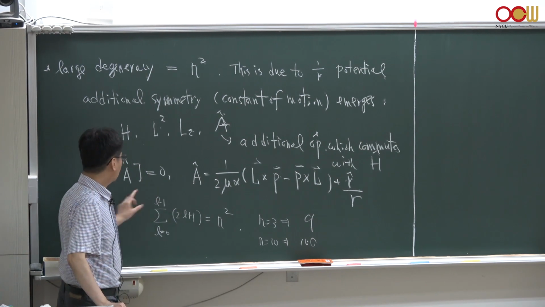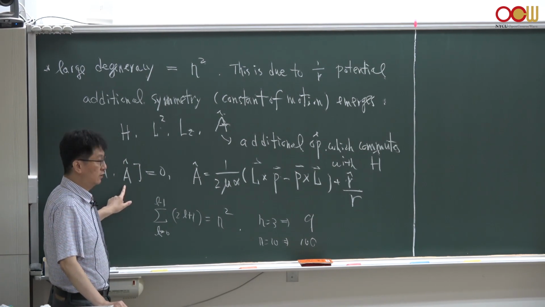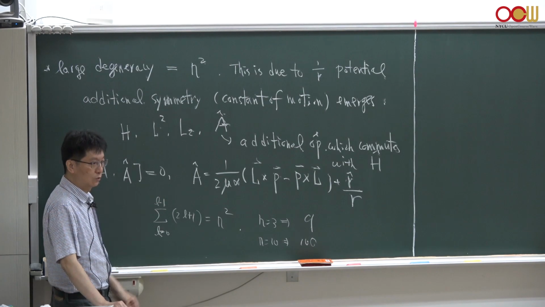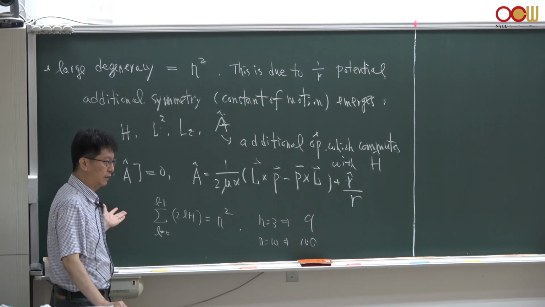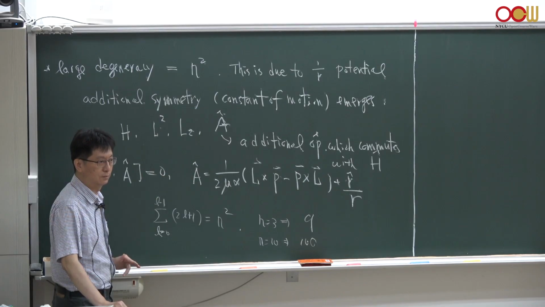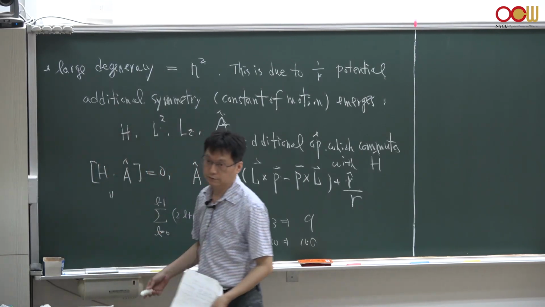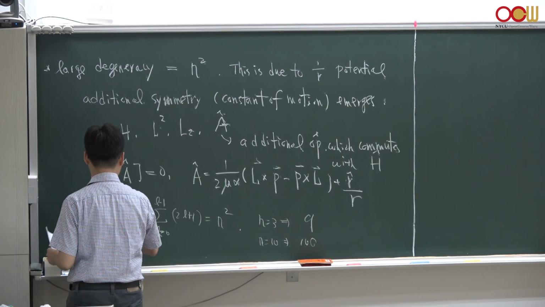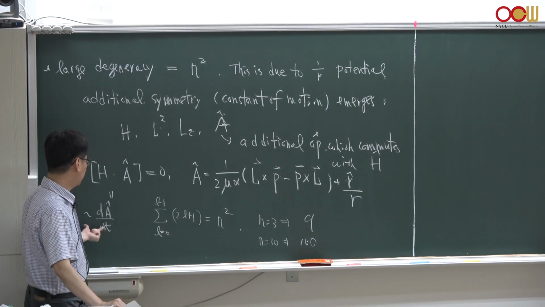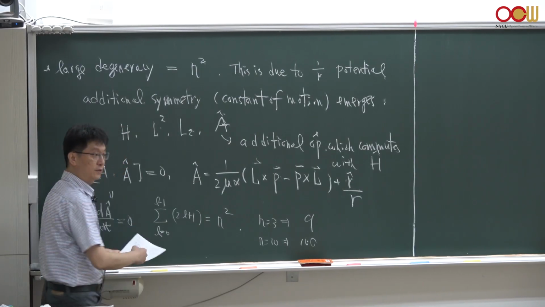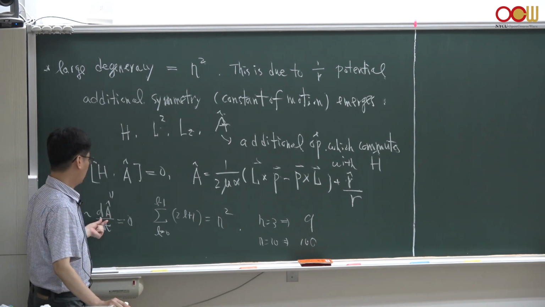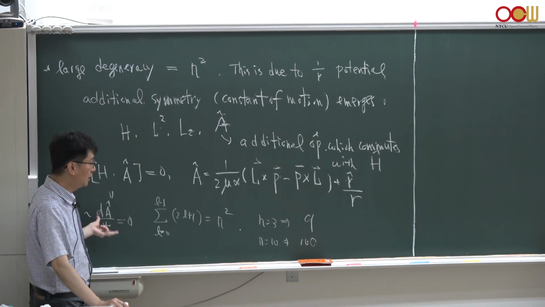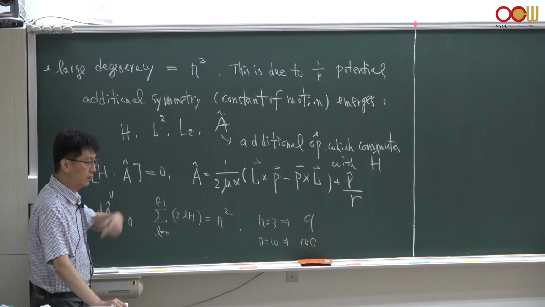If you plug in the commutator of H and this operator A, you will find that this commutator vanishes. Remember, whenever we have a vanishing commutator, there is a constant of motion. That is because of the Heisenberg equation of motion, where the commutator is proportional to dA by dt. If dA by dt is 0, it means that this A operator, if you measure this quantity in the Heisenberg representation, stays constant. It is independent of time, which means that you have a conserved quantity.